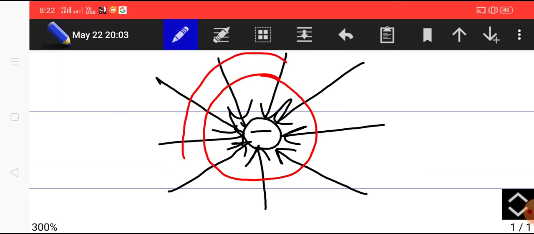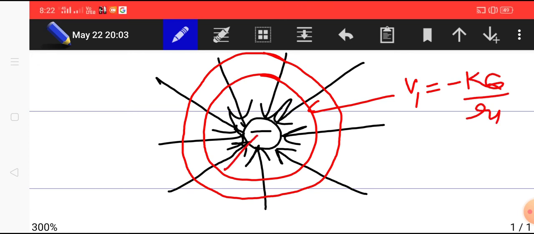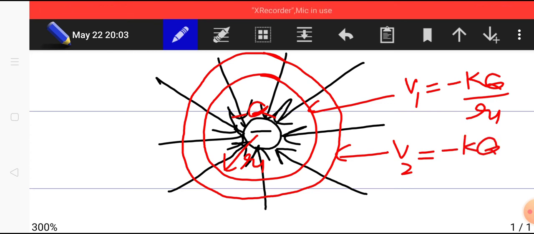The only difference is the potential of the equipotential surface of a negative charge will be negative. So consider if this is a V₁ surface, its potential is going to be minus kq/r₁, and let the radius of the first circle be r₁, as the charge is minus Q. So potential is minus kq/r₁. Similarly on the second surface, potential V₂ is equal to minus kq/r₂, where r₂ is the radius of the second surface.